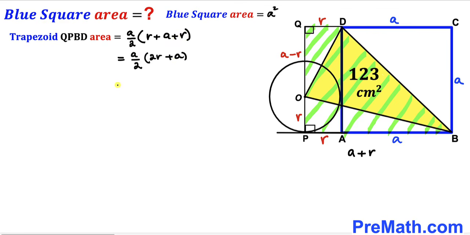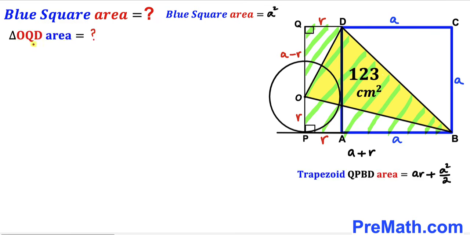And if we multiply, that is going to give us a times lowercase r plus a square divided by 2. So therefore the area of this trapezoid QPBD turns out to be AR plus a squared divided by 2. And here's our next step. Now we are going to calculate the area of the triangle OQD. We are talking about this right triangle OQD.